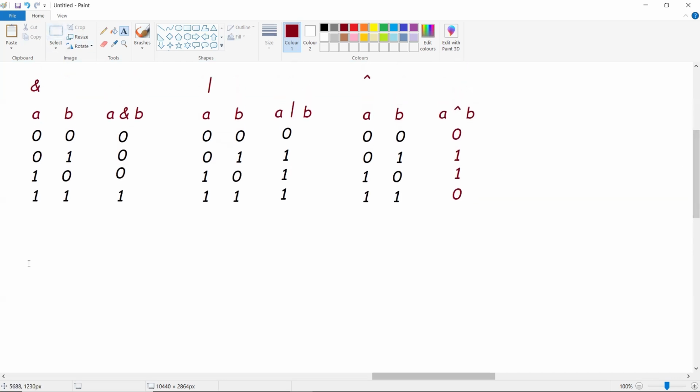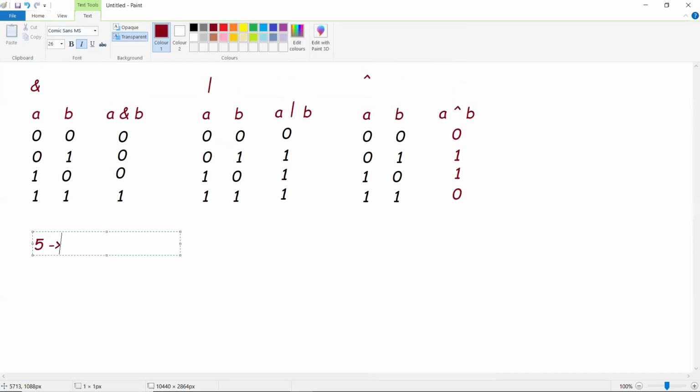So let's try to take two numbers, 5 and 6. The binary value of 5 is 101, and 6 is 110. So let's do 5 bitwise AND 6. Let's do the same thing: 101 considered, 110 considered. Now if you see from the leftmost bit, both the bits are ones.